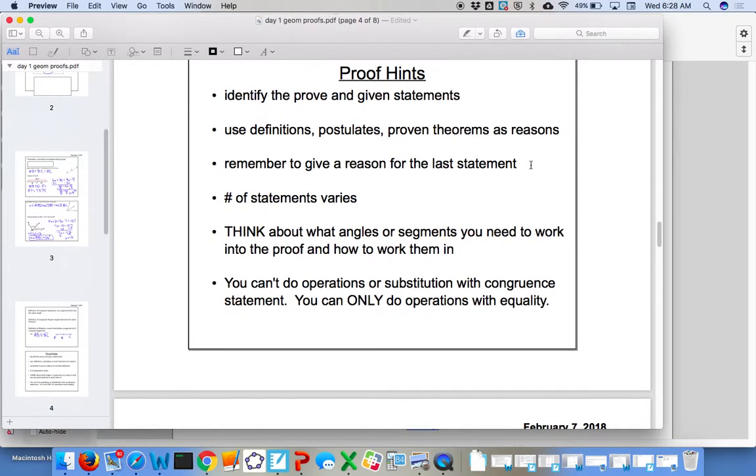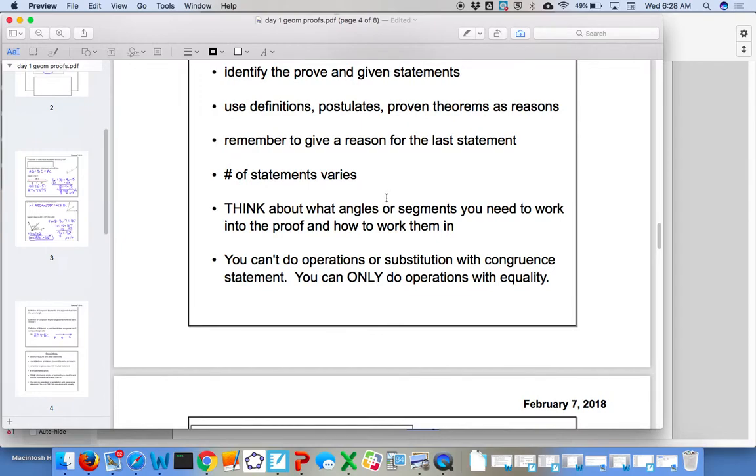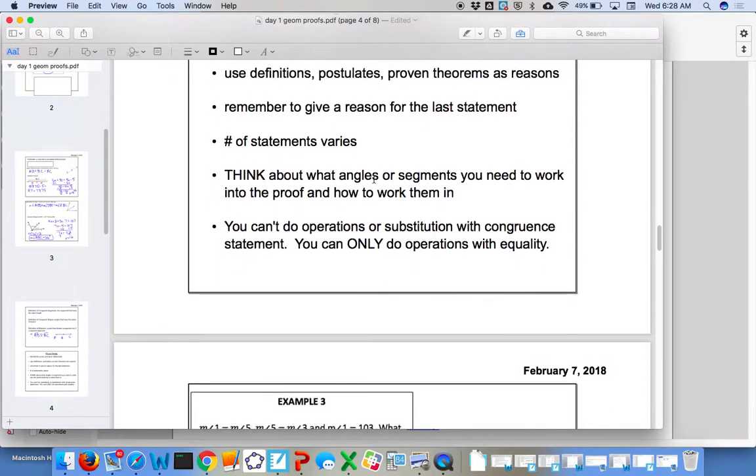Remember to give a reason for the last statement. The number of statements varies, and even from person to person, you may find a different way to prove a statement than I found or your shoulder partner found.